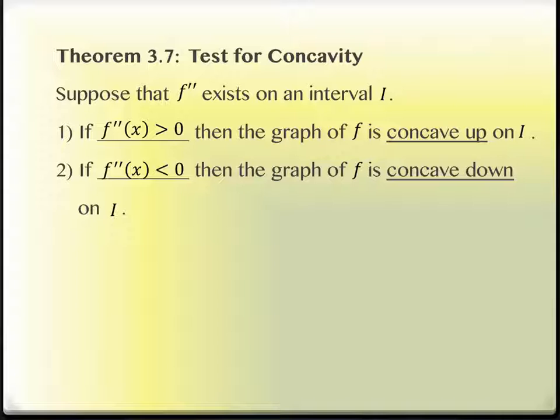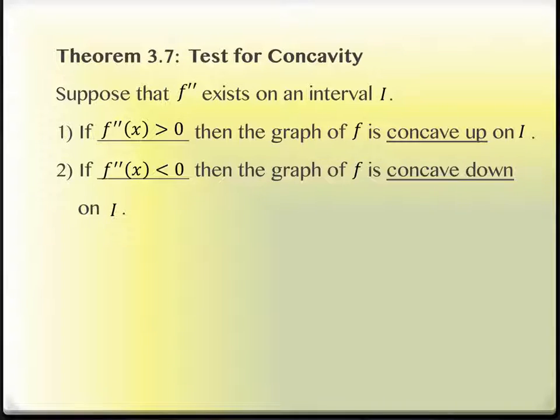So this is a test for concavity. It's not the first derivative test, it's not the second derivative test, but it feels very much like the first derivative test because we're taking a derivative, setting things equal to 0 and solving with a number line, okay, with test points. So suppose that the second derivative exists on the interval. If the second derivative is positive, then the original graph is concave up. And if the second derivative is negative, then the original graph is concave down.